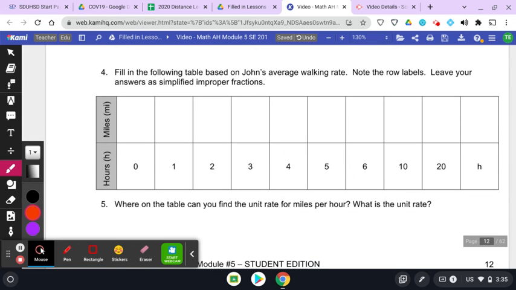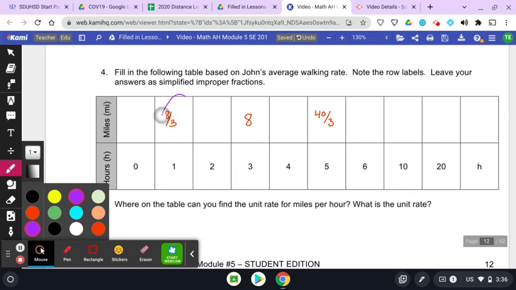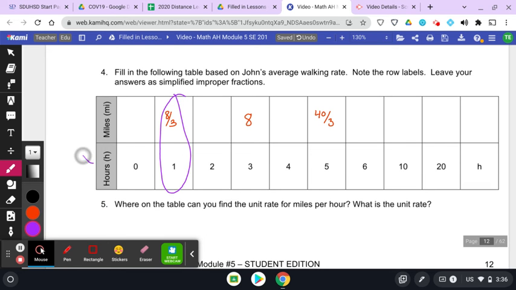Okay, fill in the following table based on John's average walking rate. Okay, so we have some information. We knew from the very beginning that in 3 hours he did 8 miles. We figured out that in 1 hour, that would be 8/3 of a mile. We figured out in 5 hours, that would be 40/3. Okay, so we know from our magic unit rate that if we go from the hours to the miles, we are multiplying by 8/3. Well, if there's no time, then you didn't do anything. That would be 0 miles.